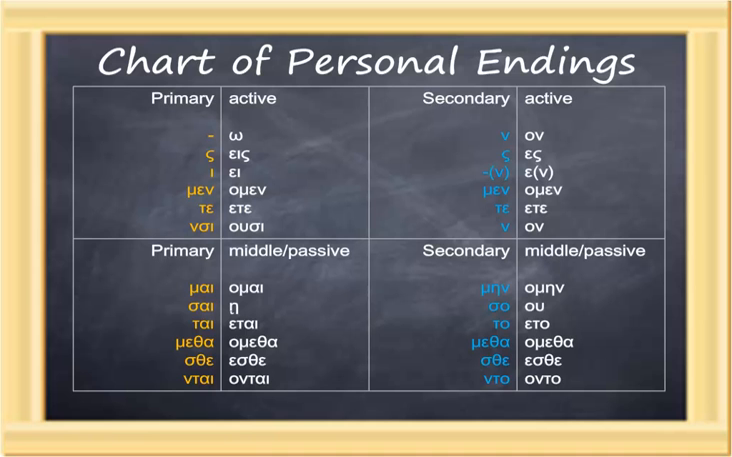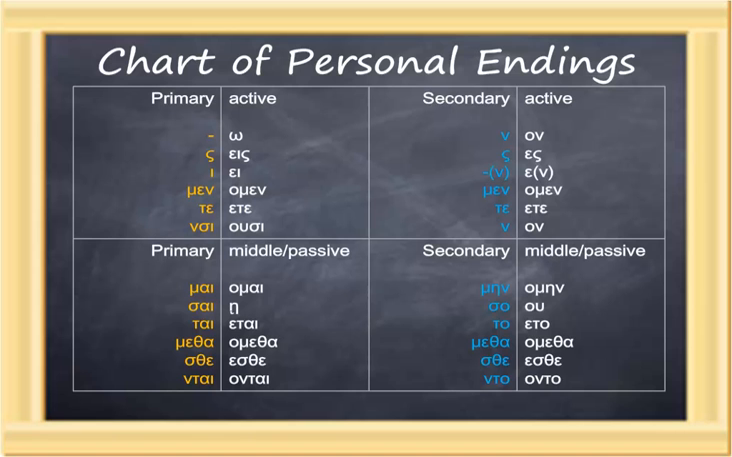Active and middle passive are both evident in the charts supplied. Please note contractions that occur with the second person singular in the middle passives. It is best to have this chart, at least the colored part of it, perfectly memorized.